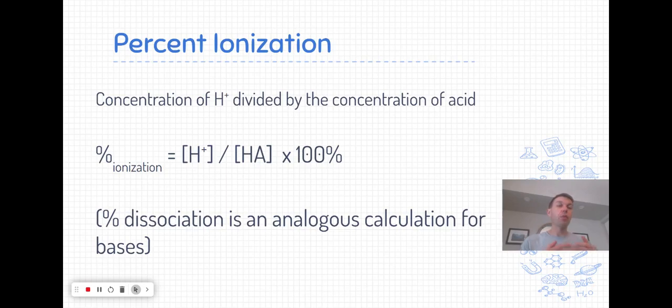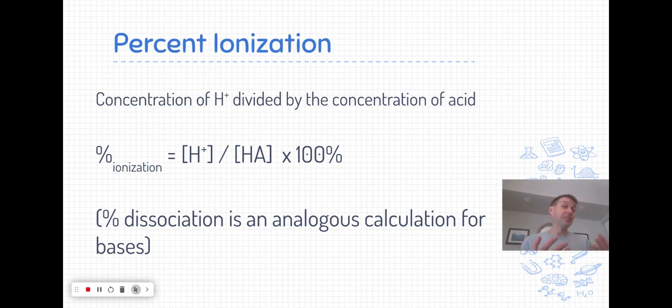To calculate what percentage of the acid ionizes, we use the percent ionization equation. In this equation, we take the concentration of hydrogen ions once the acid has ionized and divide it by the concentration of the unionized acid before the reaction began. And we express it as a percentage.